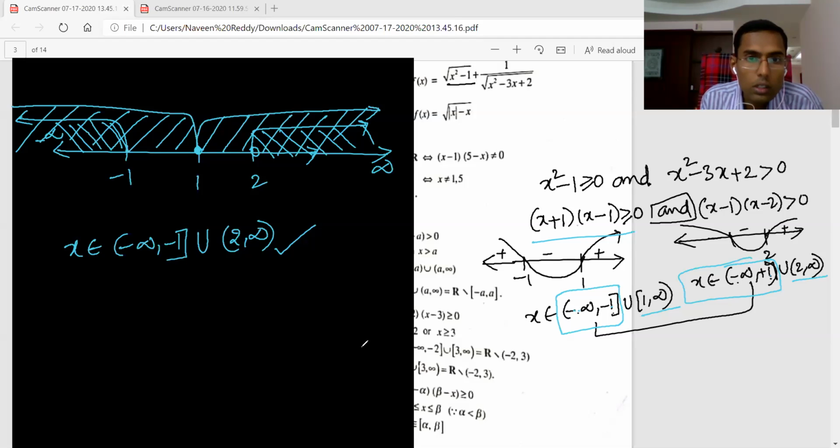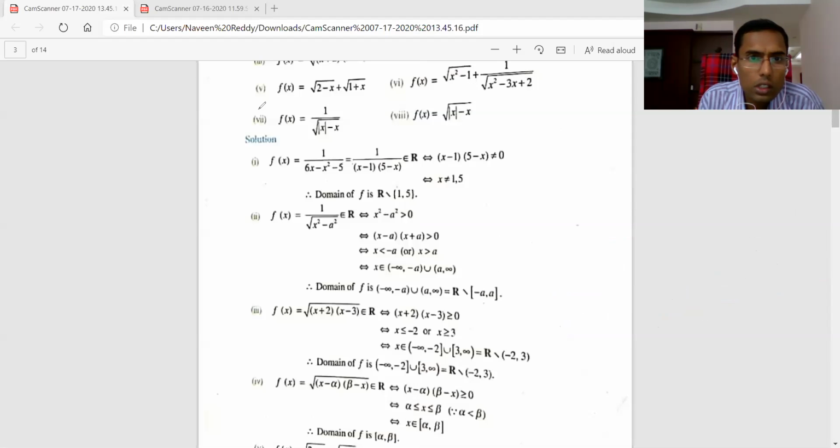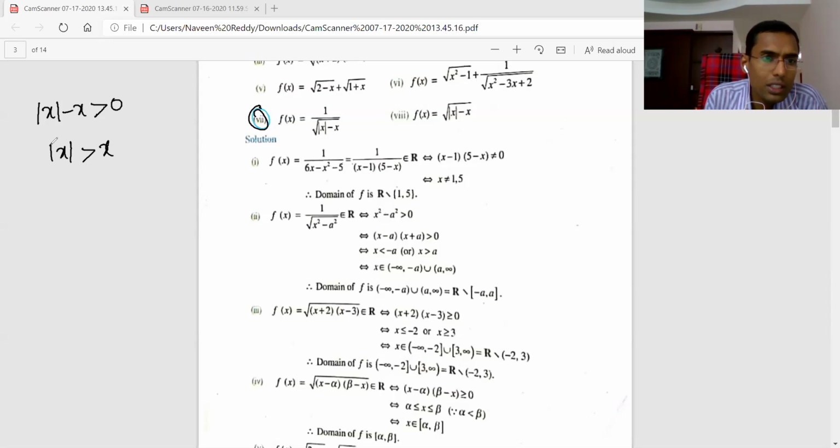All right, so the next, this is the seventh one. What is the seventh one? See, under root, whatever is there, that is in the denominator. Therefore, mod x minus x must be greater than 0. That is, mod x must be greater than x. When is this possible? Mod x is greater than x.